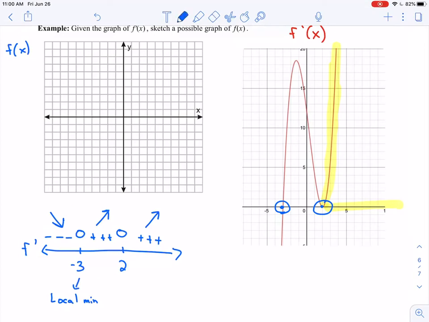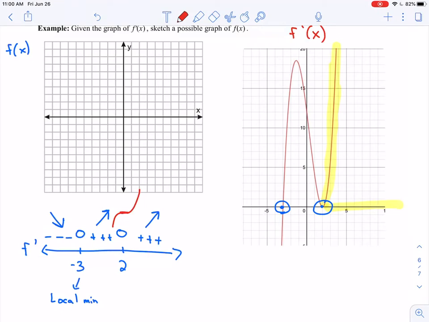2, on the other hand, is a different story. This one's a little bit tricky. I've got a horizontal tangent line at 0, or excuse me, at 2. But look at the behavior on either side. On the left-hand side, it's going to be increasing. And then it kind of levels out here so that I get that horizontal tangent line. And then after that, it continues to increase.